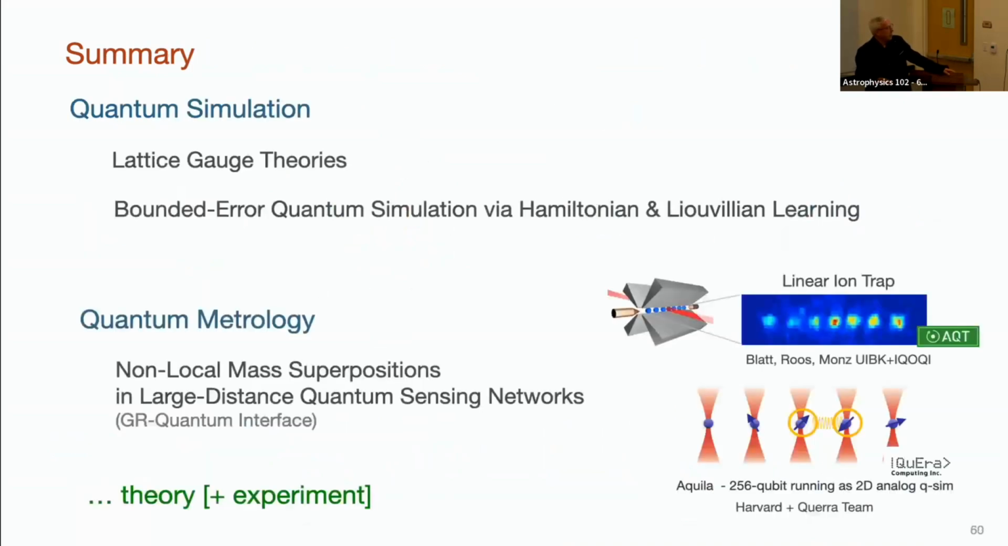These are the experiments to be done, and this brings me to my conclusion here. I talked about quantum simulation, didn't really mention the lattice stage part, but I've told you about bounded error quantum simulation. I've told you that I see an interface between quantum simulation and technology, also in the sense of using, for example, these variational circuits to achieve certain tasks that are interesting from the quantum sensing point of view, like on the network here to go, for example, to Schrödinger cat superposition and mass superposition.